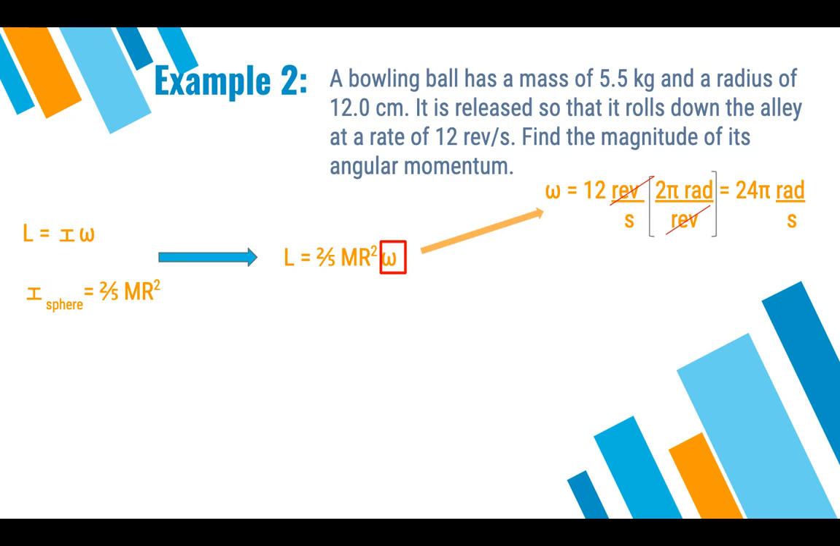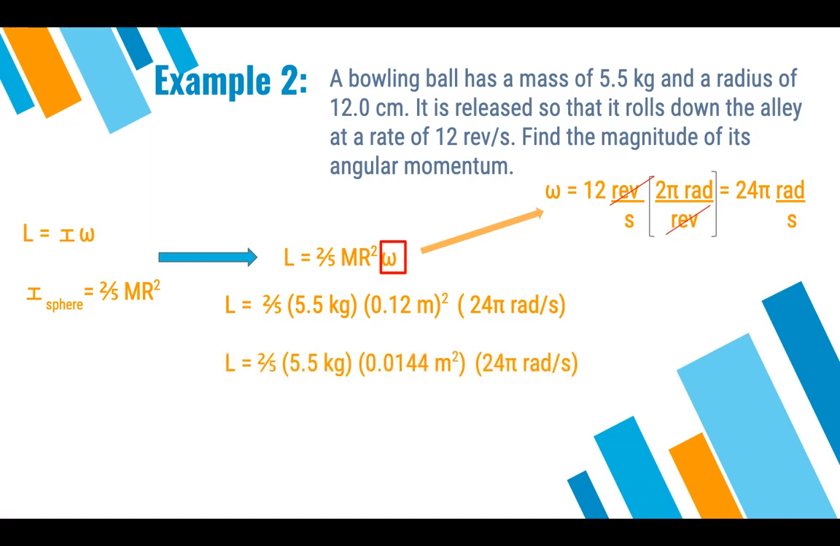Once we have omega in the proper units, we can plug right in. Don't forget that radius must be in meters, so we need to move the decimal place over 2 times. So we have 2/5 times 5.5 kilograms times 0.12 meters squared, times 24 pi radians per second. You can leave 24 pi as a decimal, but it's more exact if you leave it in terms of pi until the last step where you multiply across.